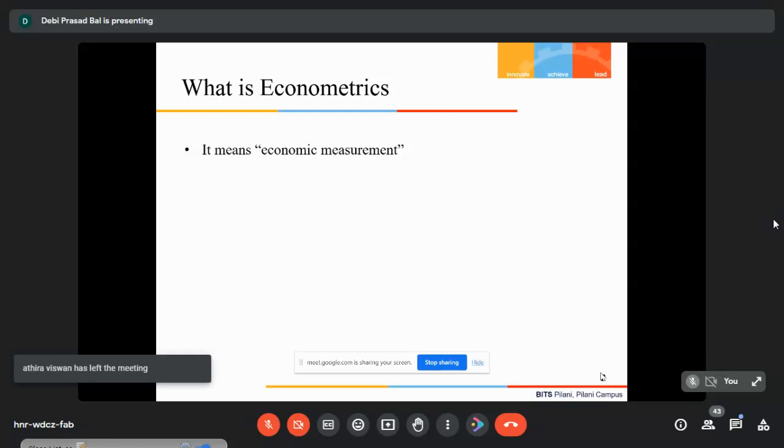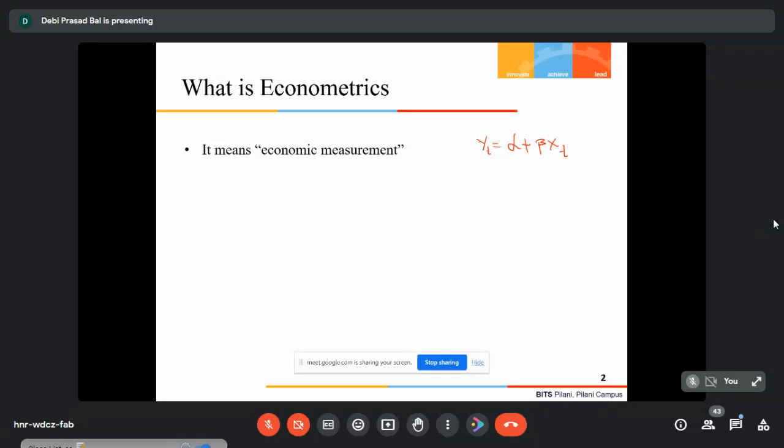For example, let's say we are going to study a linear model, any linear model, for example your regression model. Let's say your regression model is yt equal to alpha plus beta xt. Okay, this is the general model.